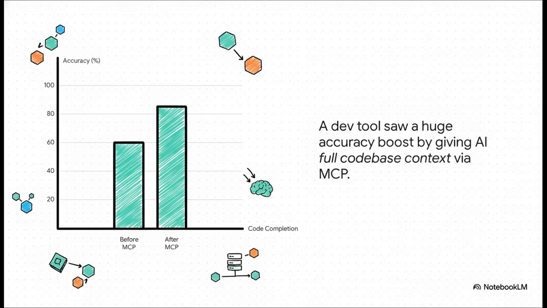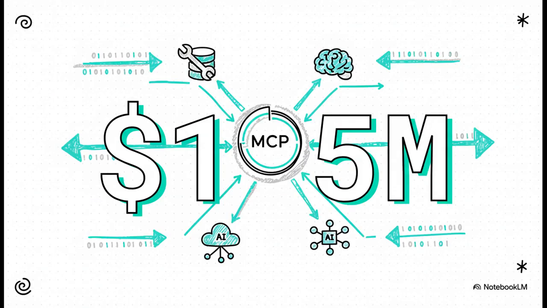Check this out. Here's a case study from a developer tool company. Before they used MCP, their AI code assistant was about 60% accurate, pretty okay. But after they implemented an MCP server to give the AI full live context of the codebase, that accuracy jumped to 85%. That is a massive leap in performance, all because the AI could finally see the full picture through a standard connection.